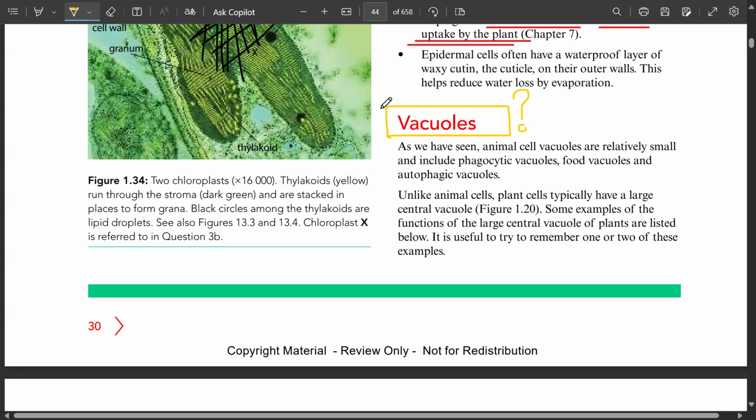Animal cell vacuoles are smaller and there are multiple vacuoles. The plant cells just have one big vacuole. As we have seen, animal cell vacuoles are relatively small and include phagocytotic vacuoles, food vacuoles, and autophagic vacuoles. Unlike animal cells, plant cells typically have a large central vacuole, and some examples of the functions of the large central vacuoles of plants are listed below.